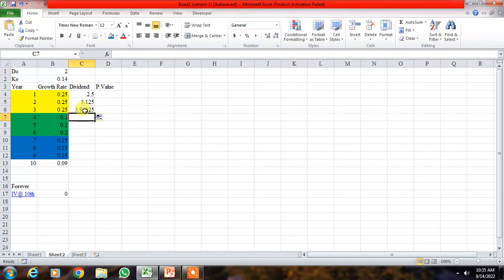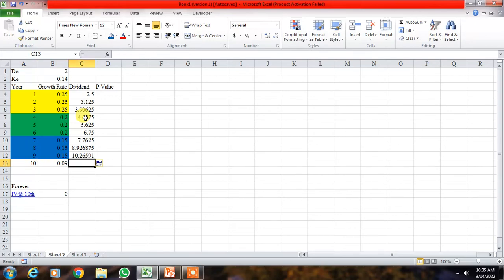Now in the fourth year your D3 will increase by 20%. You can see that D3 is increasing by 20%. So the concept is the same, only the difference is that the growth rate will not remain constant, so that is why the dividend keeps changing. This is the cash flow at the end of the first year, the second year, and years 4, 5, 6, 7, 8, 9, 10. And now the last one is that the dividend will increase by 9% forever.